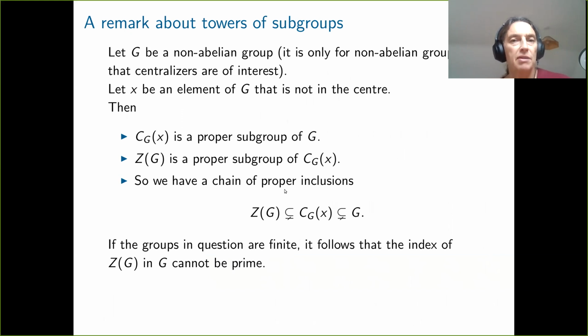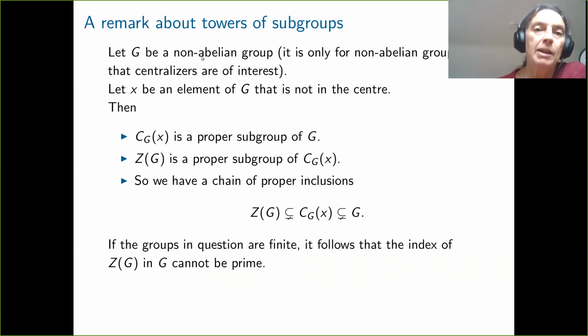Okay, one more remark about centralizers and about the structure of subgroups that we get arising from thinking about centralizers. So suppose that we have a non-abelian group, and of course, in order to be talking about centralizers at all, you really have to have a non-abelian group. Otherwise, there's not a whole lot to say, because the centralizer of every element in an abelian group is the whole group. So it's not such an interesting situation for thinking about centralizers.